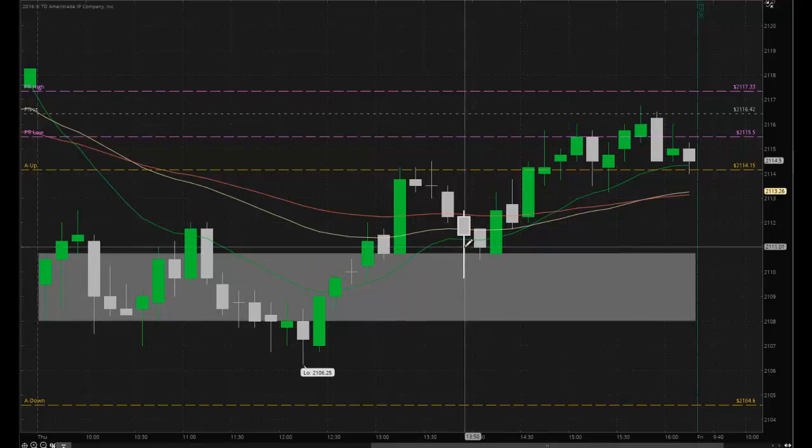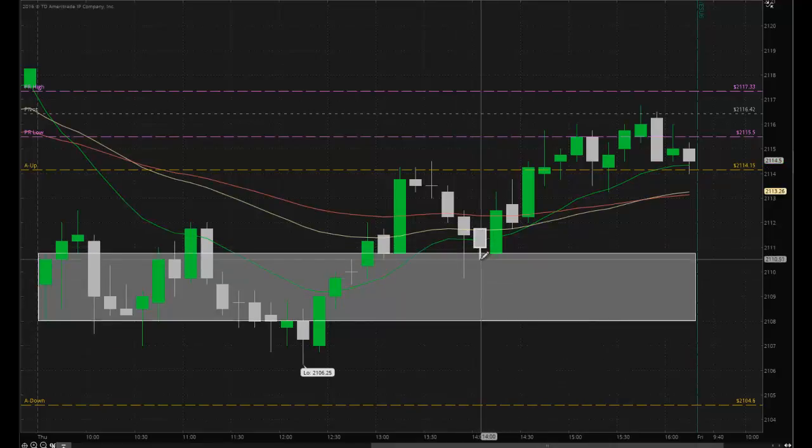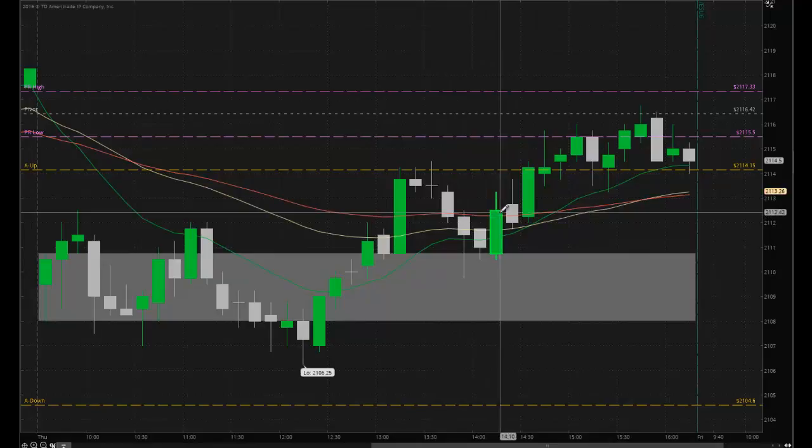But here you can see that they had a wick here, and another wick here, and they couldn't close the bar back into the opening range, and then price turned up. And then again here on the second touch, you don't want to fade the second touch, okay? And sure enough, this one confirmed.